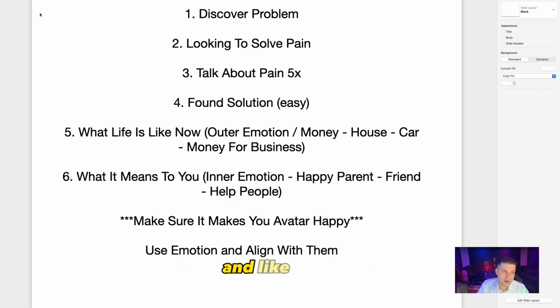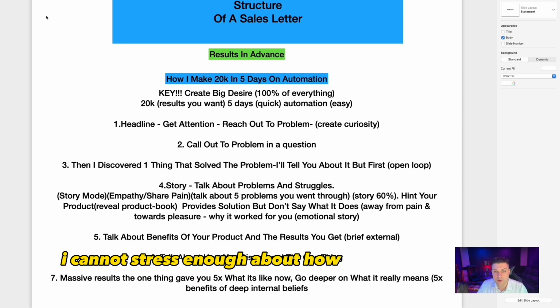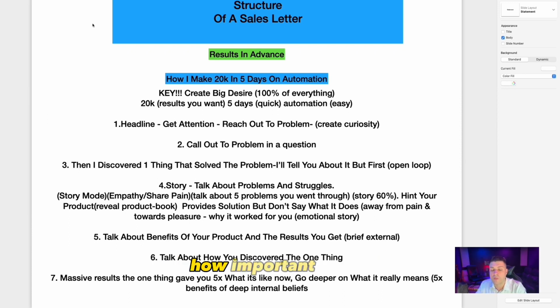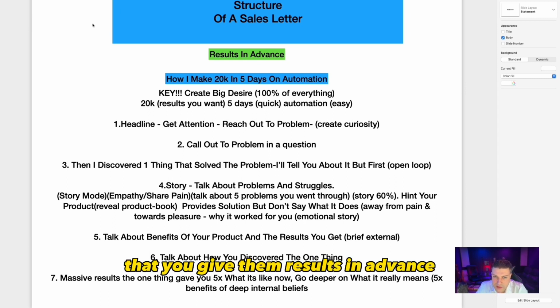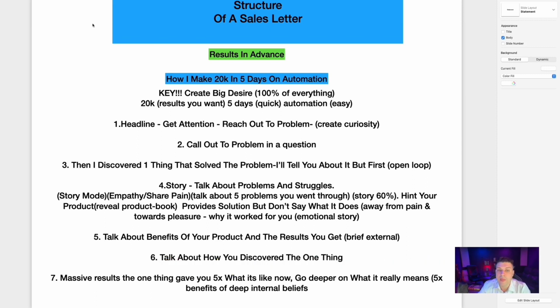And like I said, I cannot stress enough how important results in advance are, to reach out to them. After I did copywriting for a while, and I was taking notes and really studying it, after a while it kind of clicked on me. You want to make sure that you give them results in advance, something they can see in your headline, and they can go in their head, yes, that's what I want.